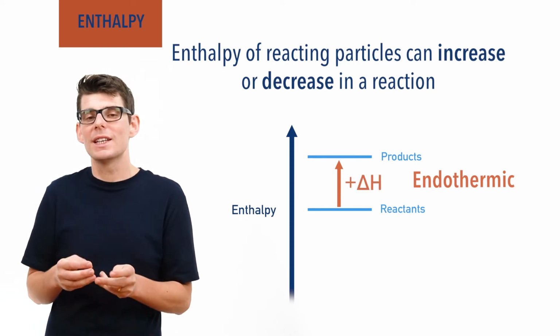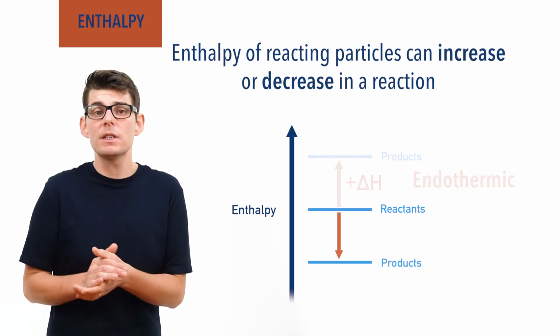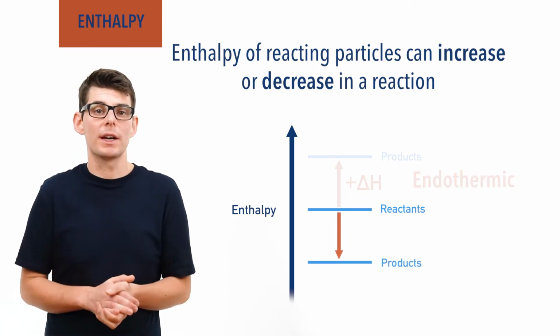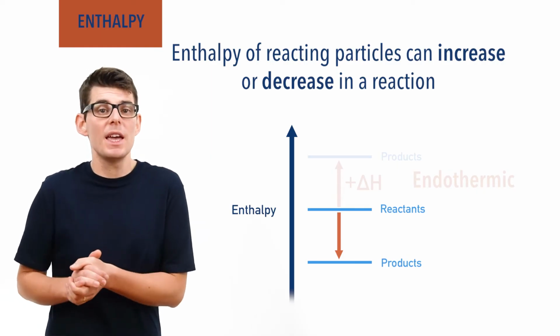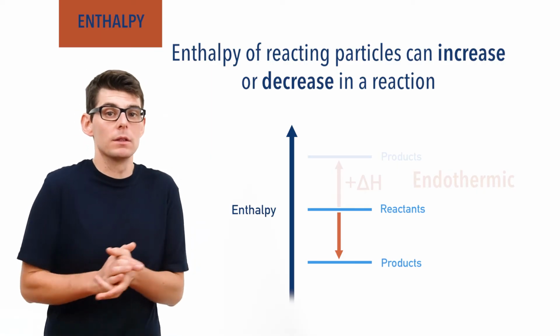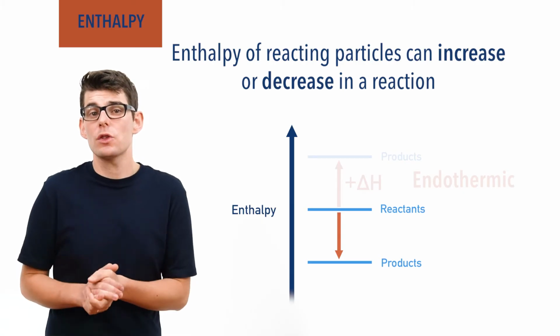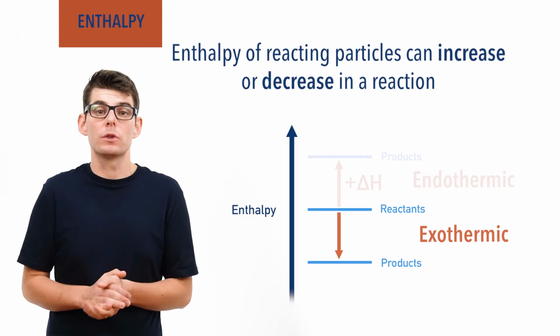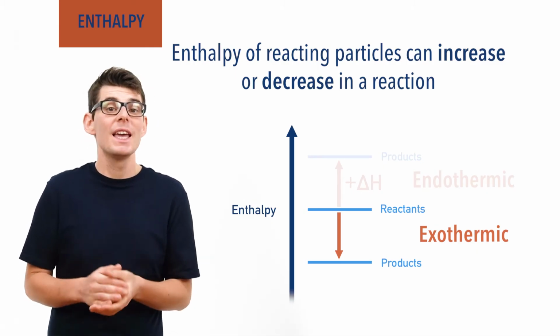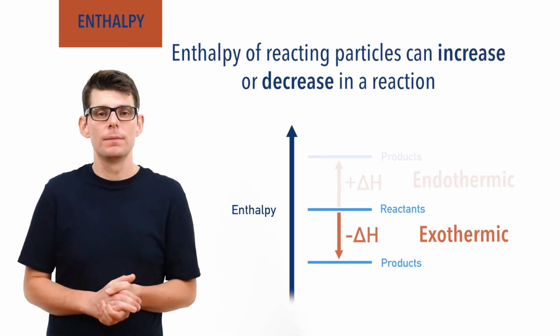If the enthalpy content decreases, a little bit of energy has been released from inside the reacting particles, and that means there is now less energy stored up in the products compared to in the reactants. This kind of reaction is called an exothermic reaction, and as the enthalpy content of the particles has decreased and gone down, it has a negative value.